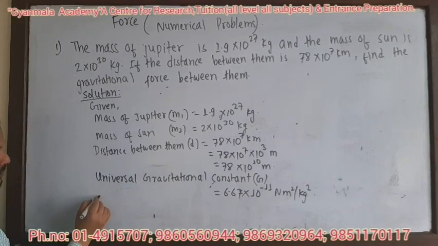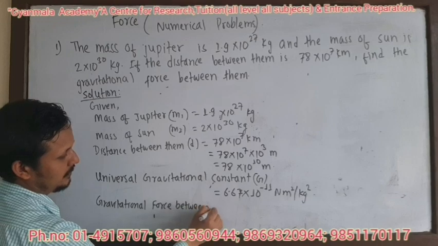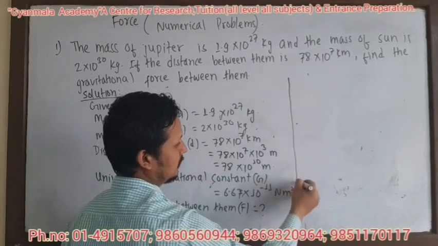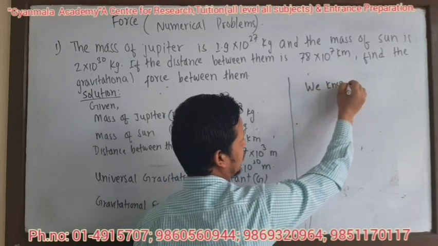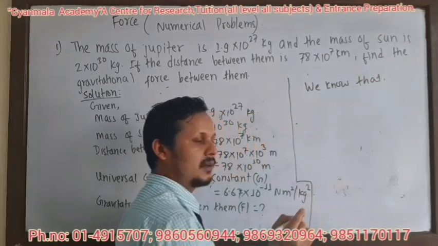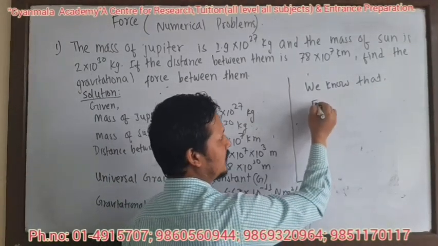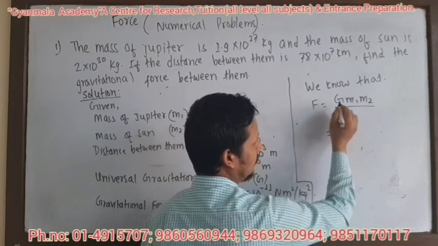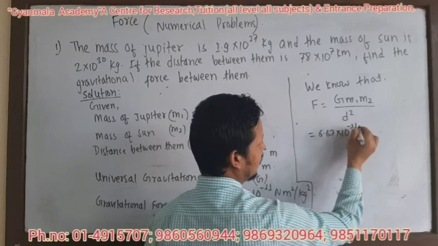Force of attraction, gravitational force between them, F equals what? Now, we know that from Newton's universal law of gravitation, the force of attraction between two bodies F equals G m1 m2 upon d square. The value of G equals 6.67 into 10 to the power minus 11.